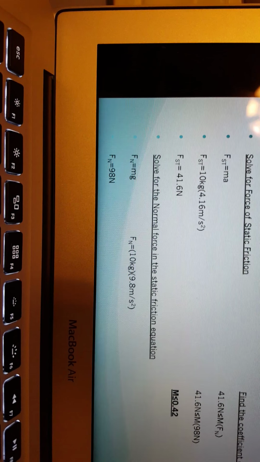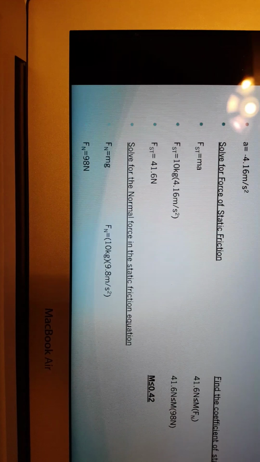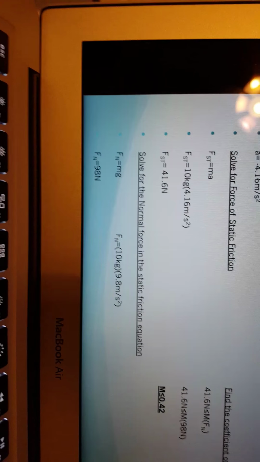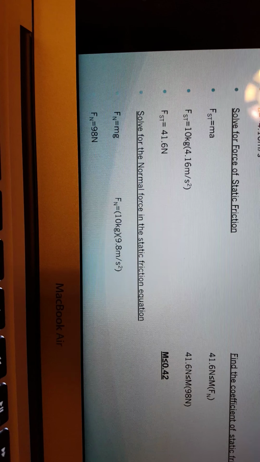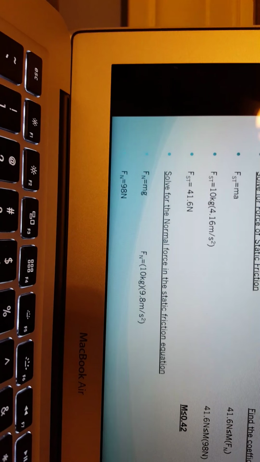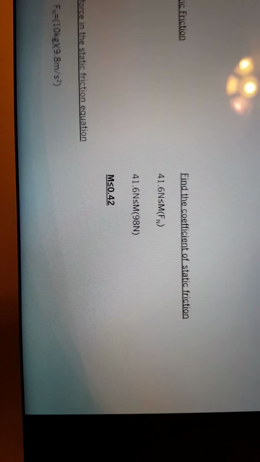Now, the only unsolved variable in the equation is the normal force. The normal force is mass times gravity because it's the same thing as the force of gravity. We get 10 kilograms times 9.8 meters per second squared, and we get 98 newtons. Now that we have all the values, we could solve for mu. We plug that in, and we get mu is 0.42.